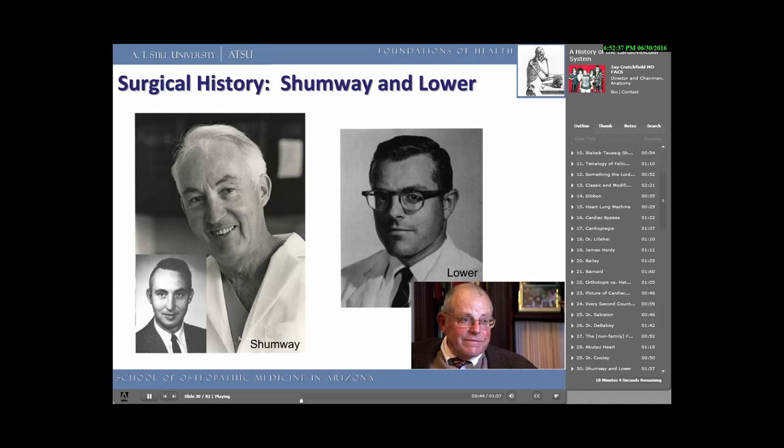It was from Dr. Shumway, whose picture is here on the left, that Dr. Christiaan Barnard basically stole the technology. On the right is Dr. Richard Lower, who was at the Medical College of Virginia. What's interesting about this slide and why I put both of them together is that both Dr. Shumway and Lower were sued, not for murder, but for, I believe, manslaughter. It was because of this suit that we now have a legal definition of brain death.